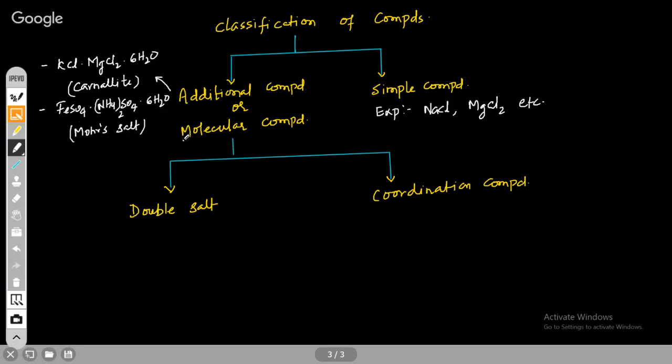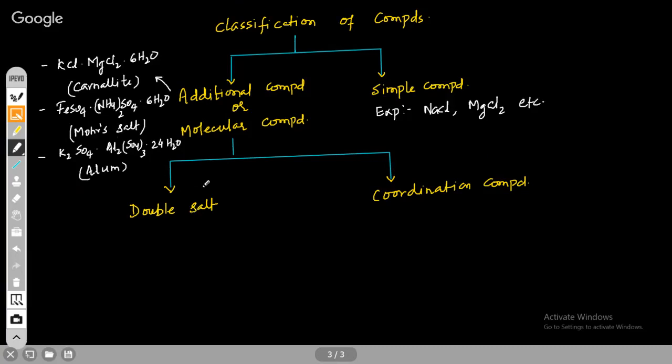One more compound we have, which is not that much important, but we also call it potash alum or simply alum. The formula is K2SO4.Al2(SO4)3.24H2O. When water molecules are present in hydrated form like this, we call it alum. These are additional compounds. Got it?